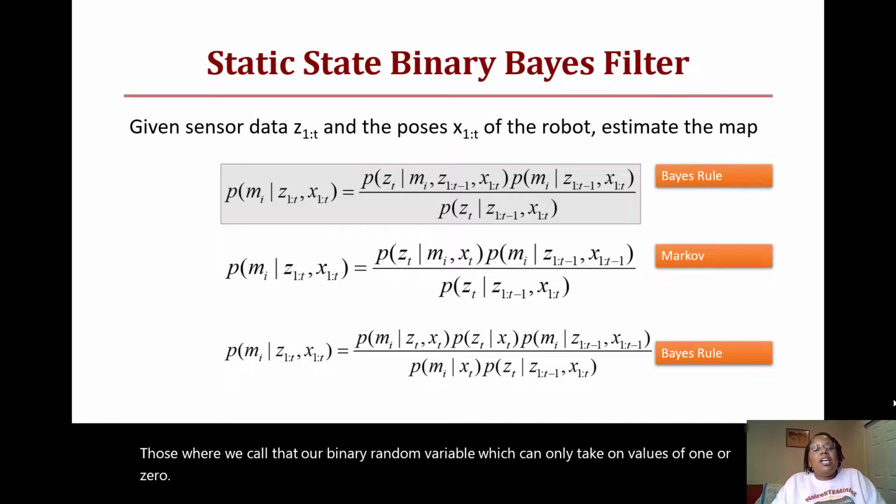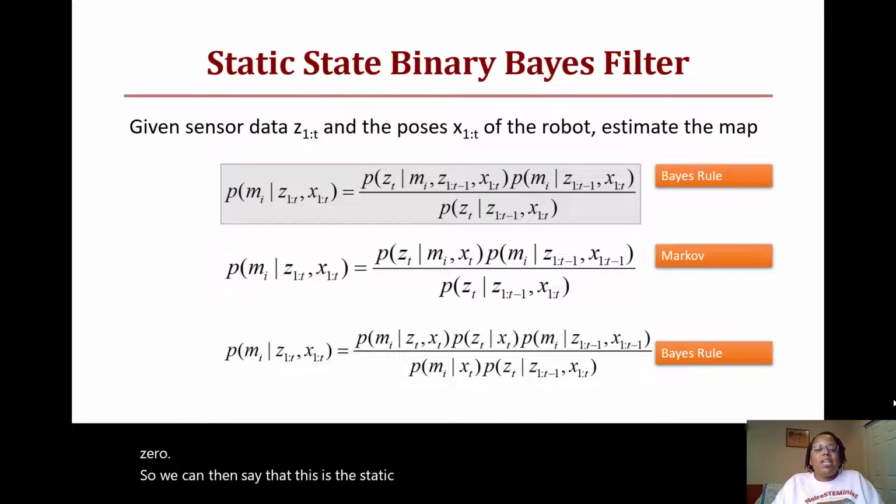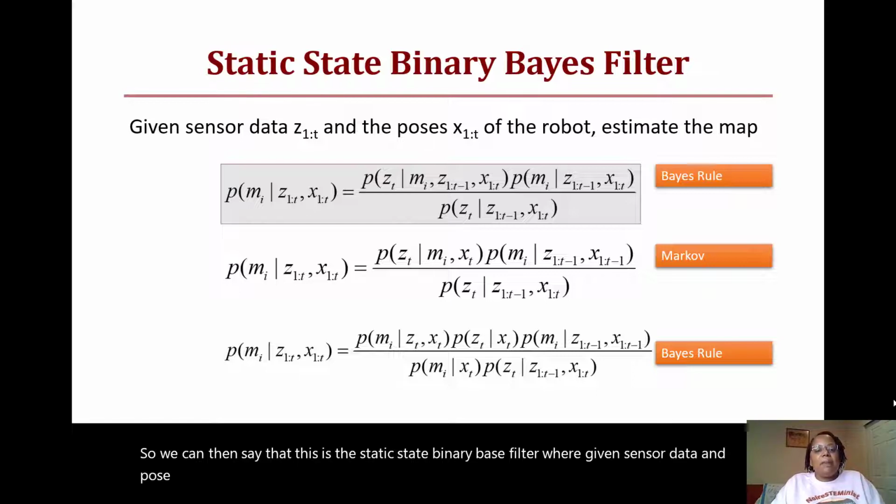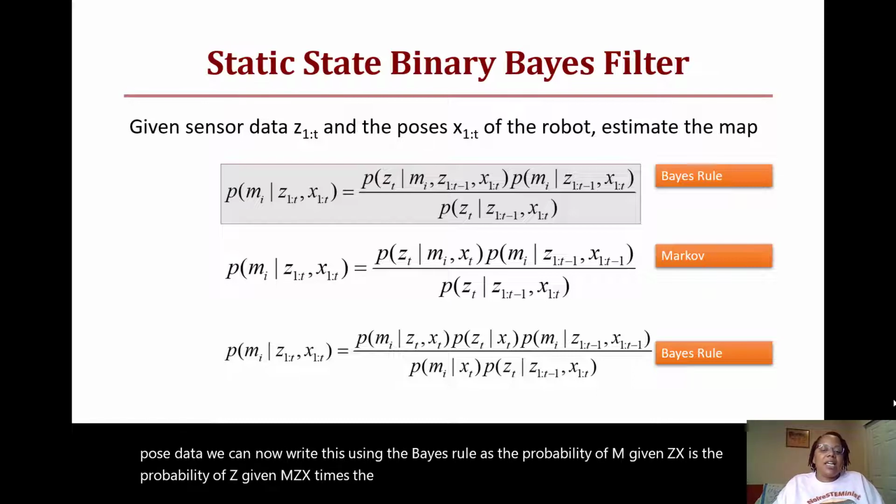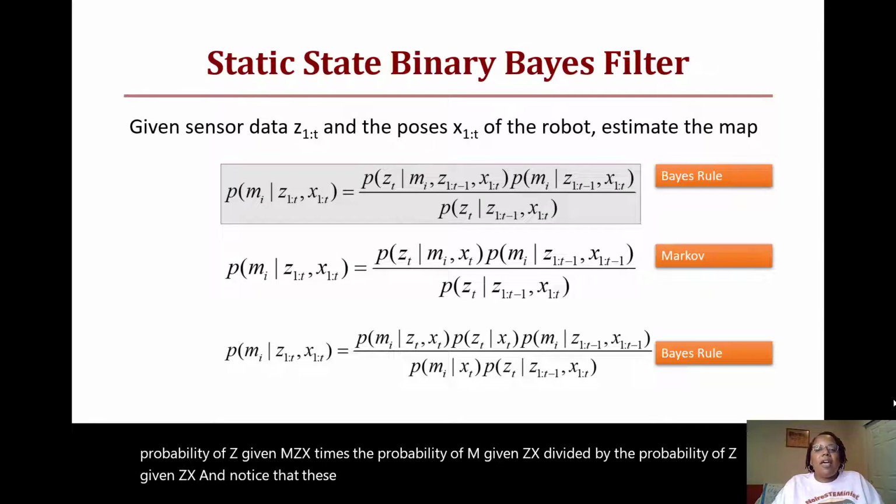So we can then say that this is the static state binary Bayes filter, where given sensor data and pose data, we can now write this using Bayes rule as the probability of m given z and x is the probability of z given m, z, and x times the probability of m given z and x, divided by the probability of z given z and x. And notice that these are all based upon values up to time t.